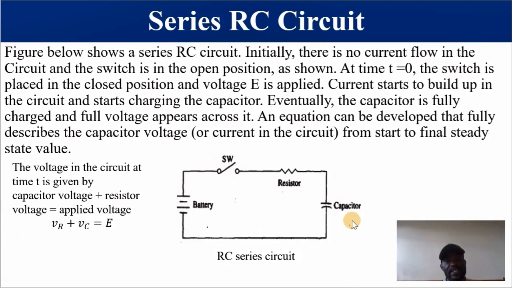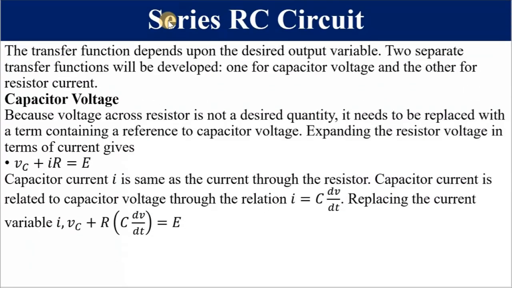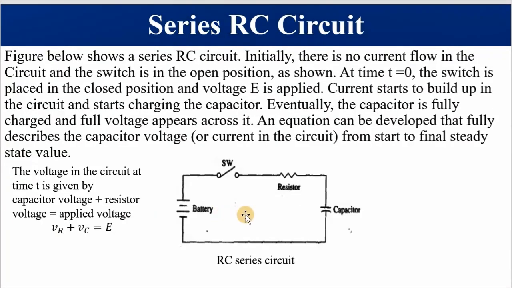Eventually, after time 5 tau, the capacitor is fully charged and full voltage is across it. The equation can be modeled to fully describe the capacitor voltage or current in the circuit from start to its final steady value, and the voltage across the resistor plus the voltage across the capacitor is equal to the supply voltage E. Let us take the series RC circuit. As we saw for R, L, and C, the transfer function depends upon the desired variable, and two separate transfer functions can be developed: one for the capacitor voltage, according to our circuit diagram, and the other for the resistor current.